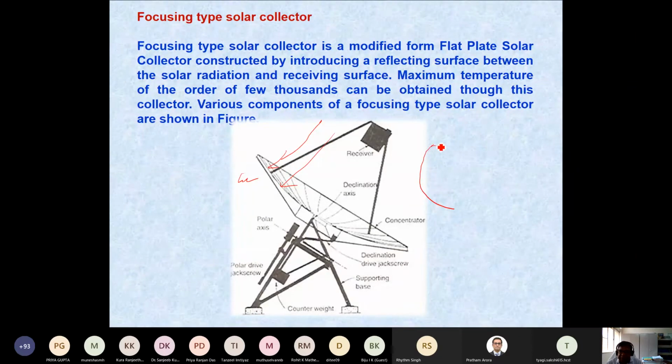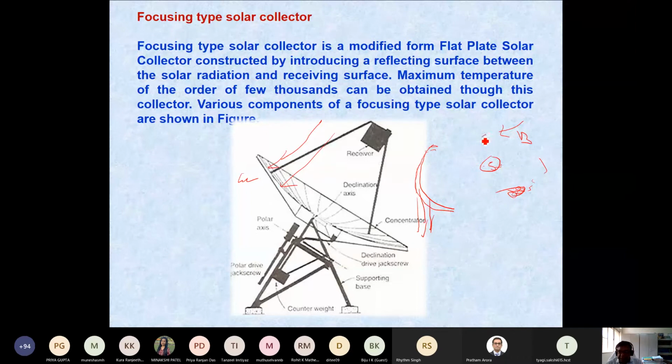and this curvature is to be designed based on the beam radiation only, because you know that at a particular location, at a particular time, what will be the angle of the incoming solar radiation, and that will be about the beam radiation only. So based on that you design this, and based on that you track this accordingly, always facing the sun. So by knowing the direction of the beam radiation, you will design. That is the basic concept to design the focusing type solar collector. And about the diffuse radiation, you don't know anything. So I don't consider that.